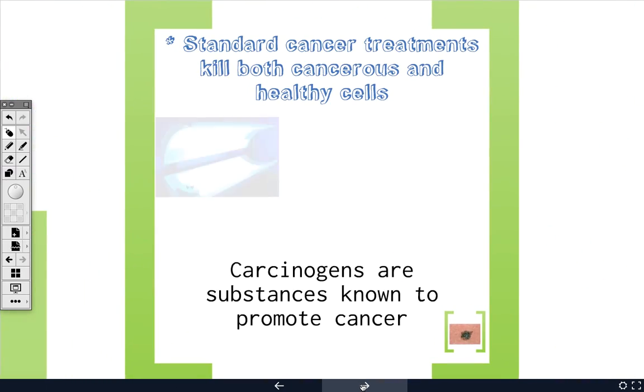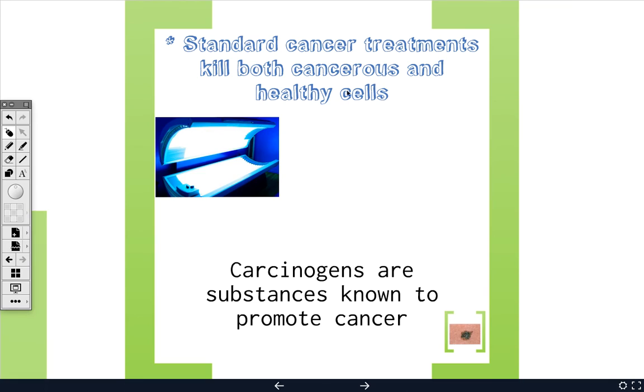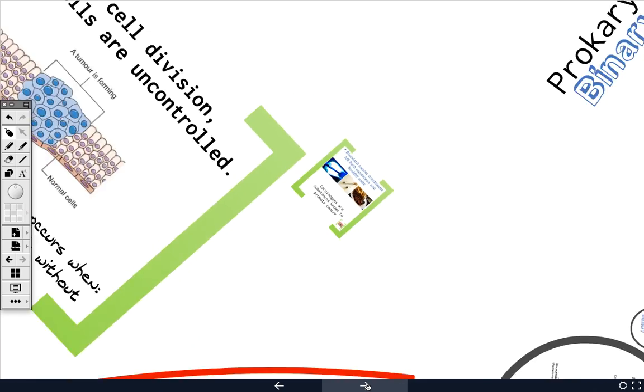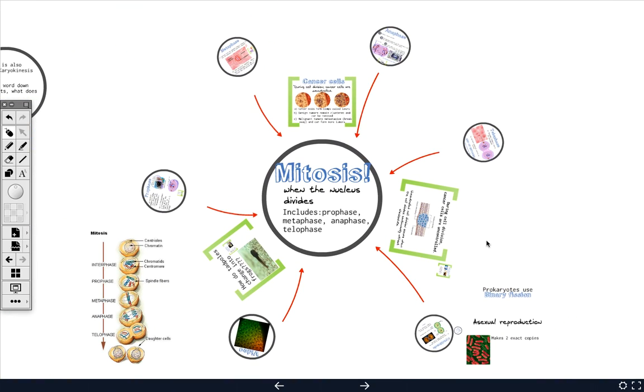So, standard cancer treatments like chemotherapy usually kill both the cancer cells and your healthy cells, which is why chemotherapy is not always the best thing. Some things that can cause cancer are these things called carcinogens, like tanning beds, cancer sticks is what I call them, or cigarettes. And then this one is just a charred steak, which is just kind of like a little joke there, but it's a myth. And that's mitosis.